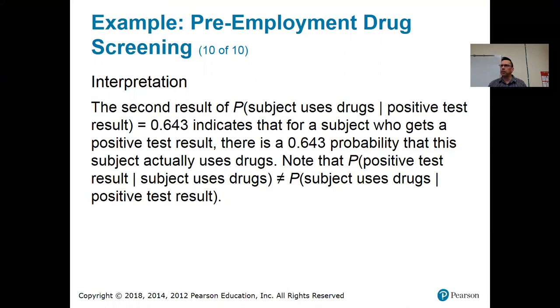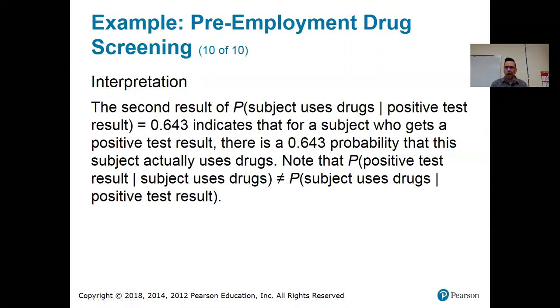Hopefully this particular drug test is not going to keep somebody from getting a job, all right? Because it's not a very good test. They would definitely want to give this test again. Notice that the two answers are not the same. And that brings us to our final point for this particular video.